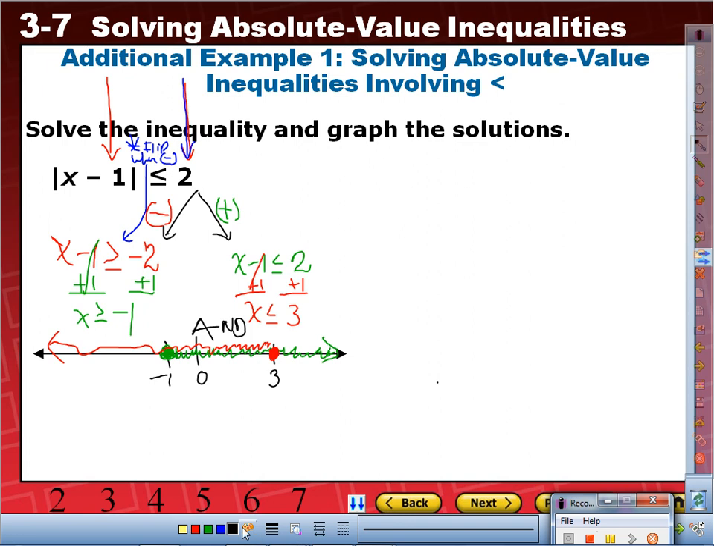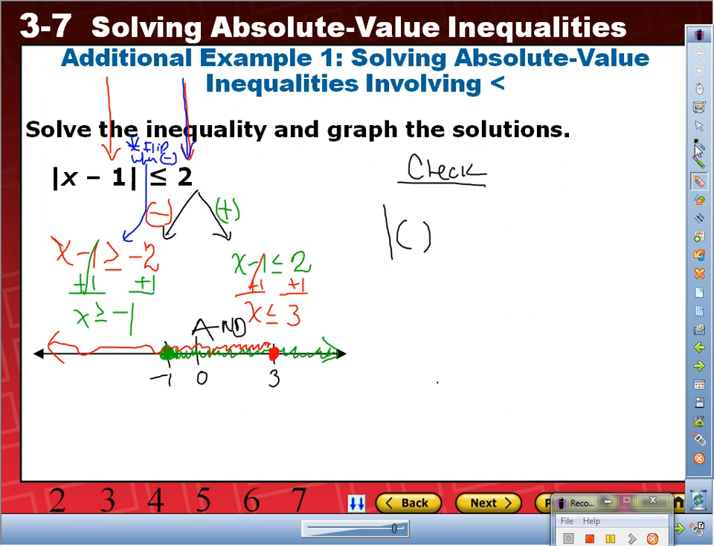Let's check. I'm going to write check over here at the top. I'm going to do that in black. I'm going to rewrite the absolute value, but instead of x, I'm going to open up a parenthesis, and then minus 1. Close the absolute value, less than or equal to 2.